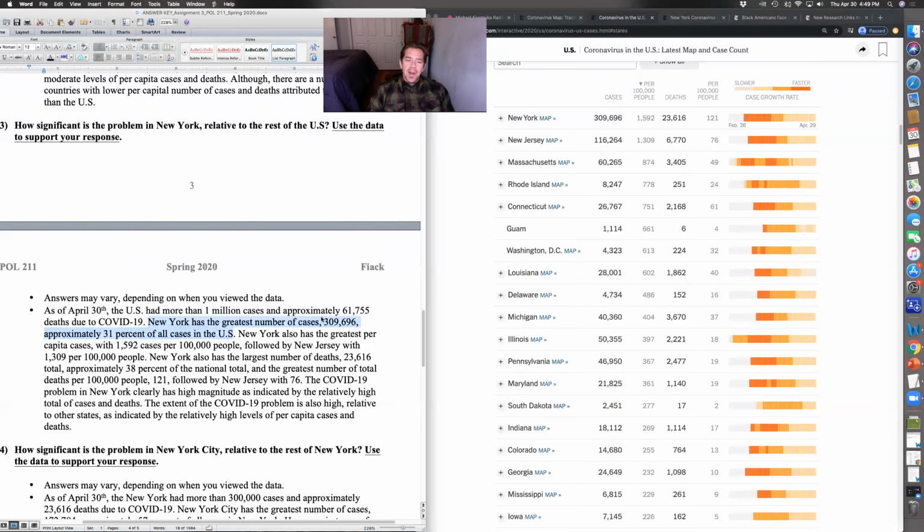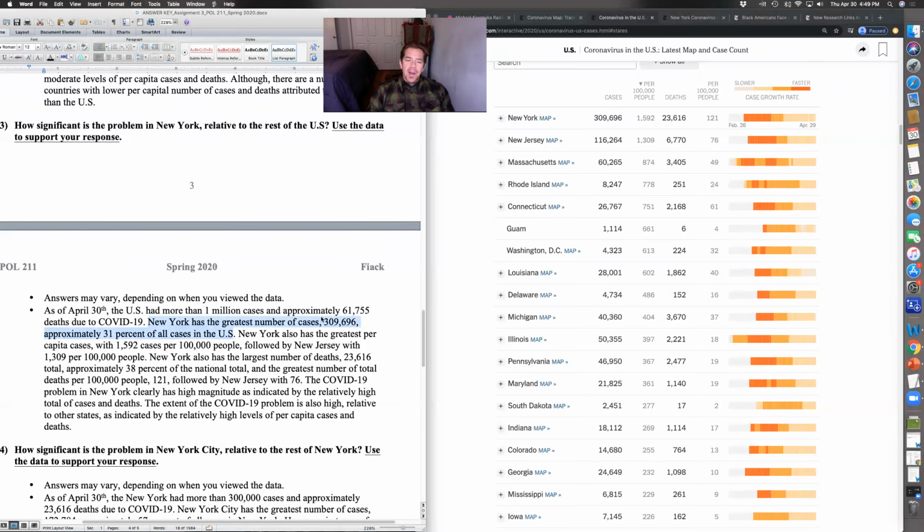The US is in those top numbers of countries, top 15, right? Certainly within the top 20. If we look at the US, New York is right there at the top, right? So this is why we talk about New York as kind of this epicenter of the pandemic.